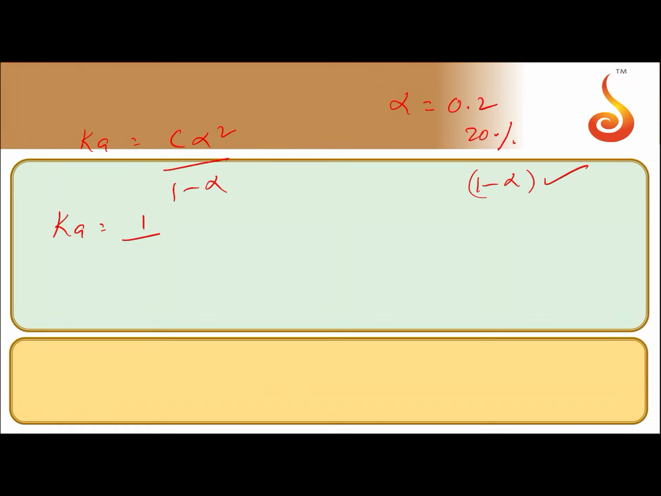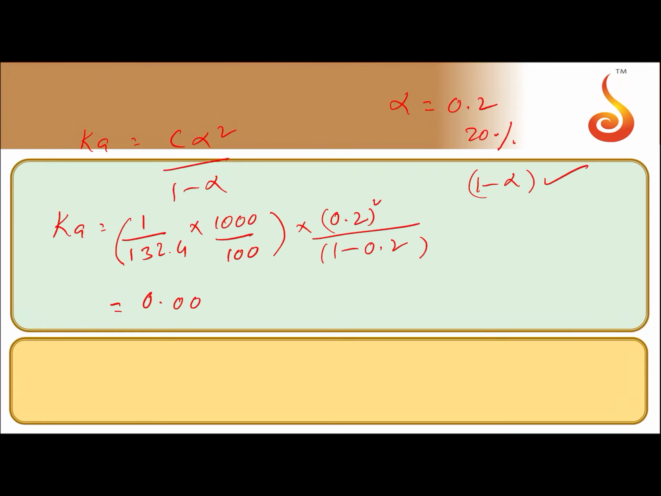So the mass of solute, 1 by 132.4 into 1000 by 100. So this part can be taken as the concentration, into alpha square, which is 0.2 the whole square, by 1 minus alpha, so 1 minus 0.2 here. So on simplification, the value comes to 0.0037. That is the dissociation constant value. So this is the answer for us.